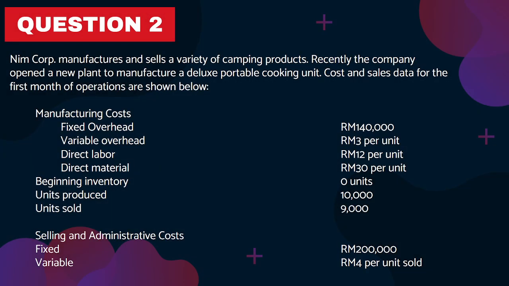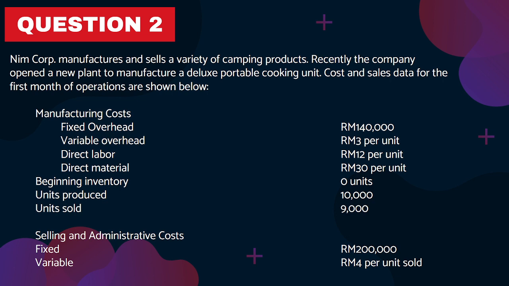So question 2. NIM Corp manufactures and sells a variety of camping products. Recently, the company opened a new plant to manufacture a deluxe portable cooking unit. Cost and sales data for the first month of operations are shown below. The manufacturing cost is fixed overhead of RM140,000, variable overhead of RM3 per unit, direct labor of 12 per unit, direct materials 30 per unit, and there's no beginning inventory. The units produced is 10,000 and the units sold is 9,000.